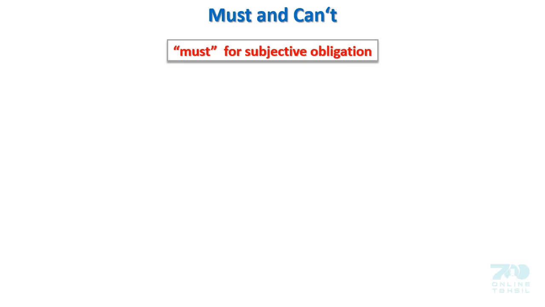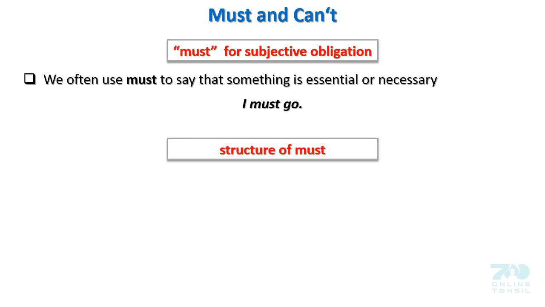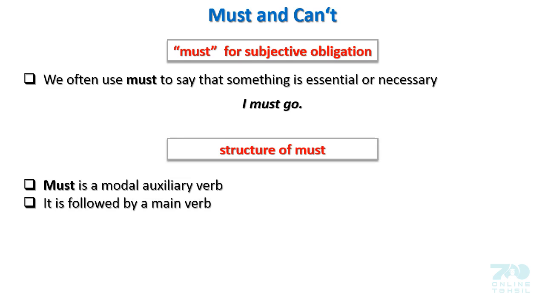Must and can't. Must for subjective obligation. We often use must to say that something is essential or necessary. For example, I must go. Structure of must. Must is a modal auxiliary verb. It is followed by a main verb.